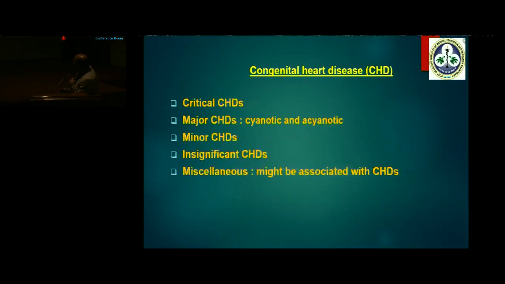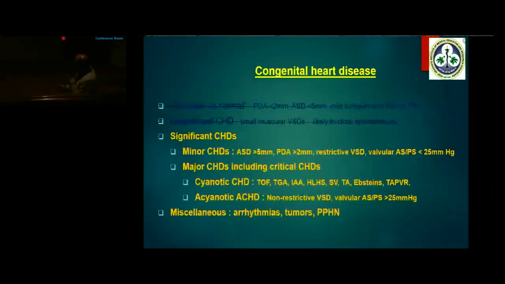So what are we supposed to do? As far as congenital heart disease is concerned, leave apart minor congenital heart disease, leave aside insignificant congenital heart disease. The critical congenital heart disease and major congenital heart disease, cyanotic or acyanotic, should be known to each and every healthcare person. So if the PDA is there and it's 2 millimeter, ASD or PFO 5 millimeters or less, mild turbulence of branch PAs, small muscular VSDs, leave it. It need not be addressed right then and there. We can take our own time, weeks, months and years. Nothing is going to happen.